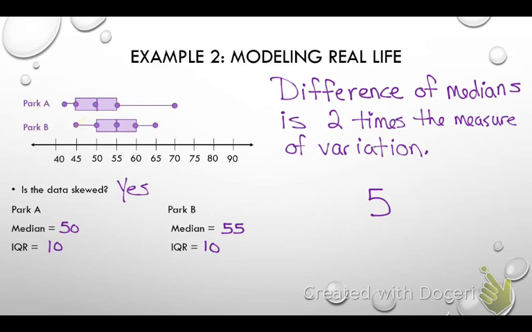So that's what it's saying here. So no, because the difference in the medians was 5, that is not double the IQR, so no, not a significant difference in the height.